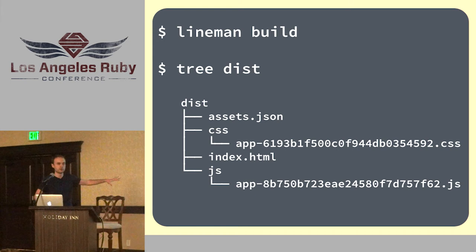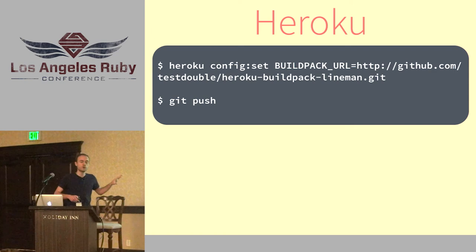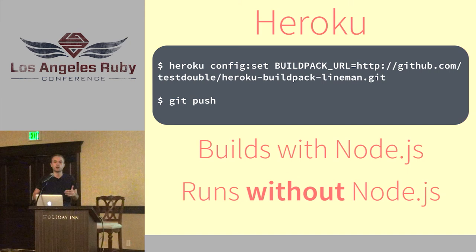We also have a custom Heroku build pack so that you can, with just a one-line configuration, push to Heroku and have Heroku build everything for you right away. It's very convenient. It builds with Node.js, but then on your dyno, it actually runs under Apache. So you don't have Node running in production, which means you can scale up quite a bit more on just a single free dyno.